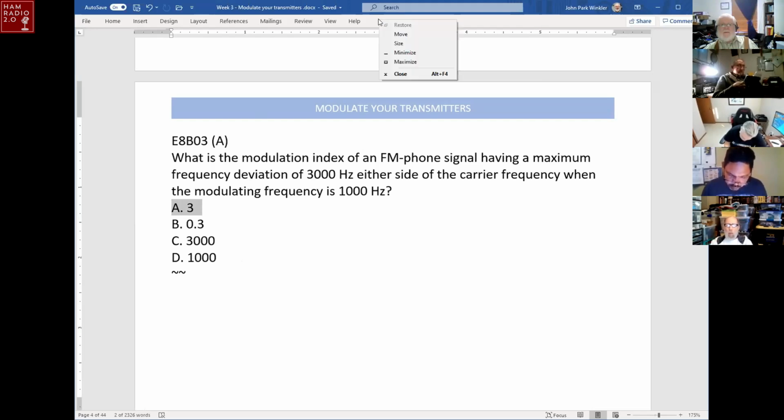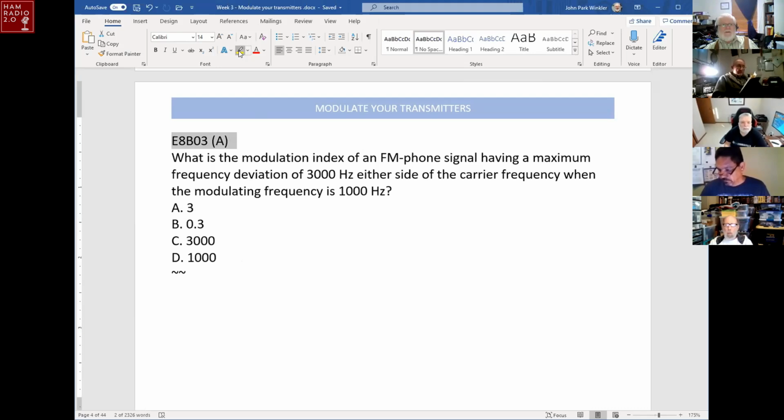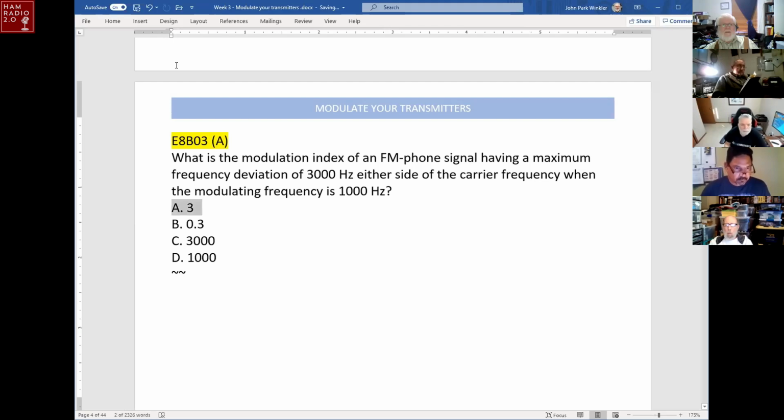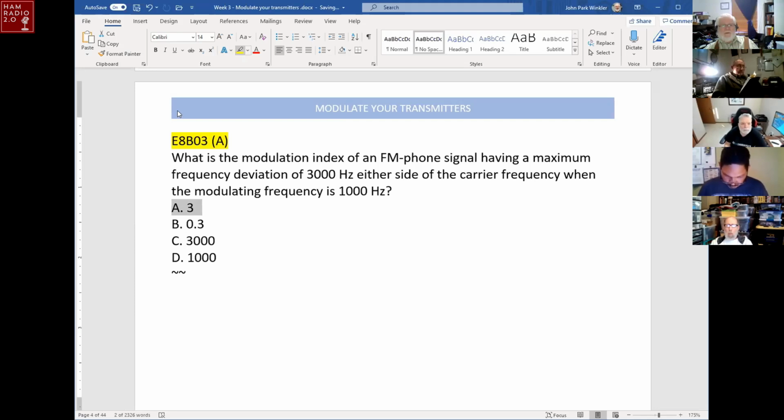I don't know how to get that thing to allow me to work with it. We'll just have to move on and not play with the computer for a while.